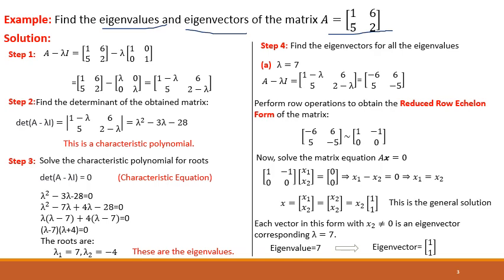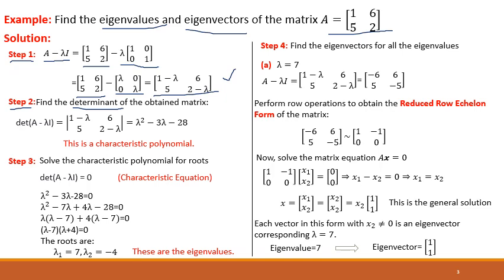Solution. In step 1, we will use equation A minus lambda I to generate a new matrix. Here this is the value of A, which is the given matrix, and we are multiplying lambda with the identity matrix. Then we will subtract this matrix from matrix A, and the new matrix would be like this. In step 2, we will find the determinant of the obtained matrix.